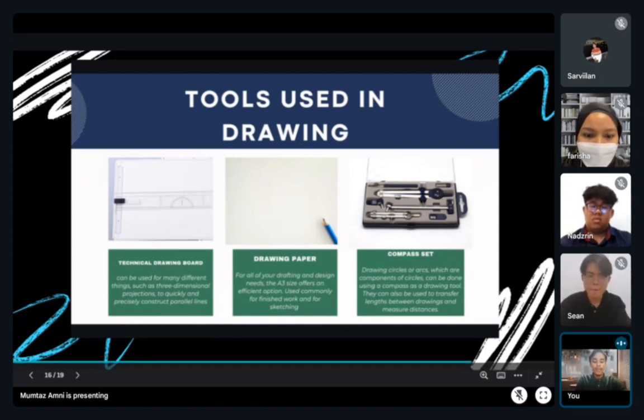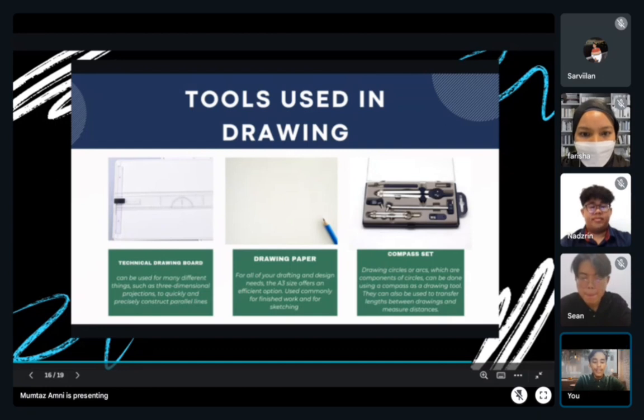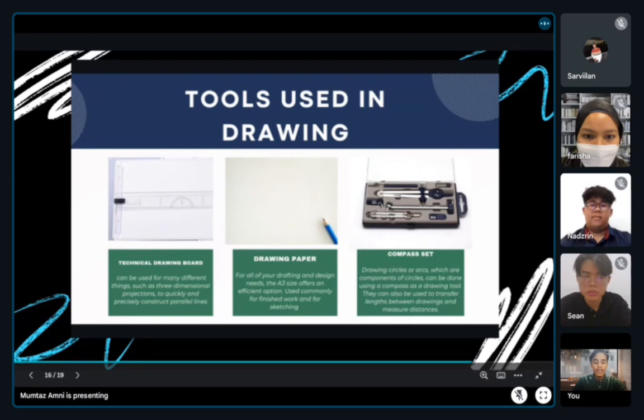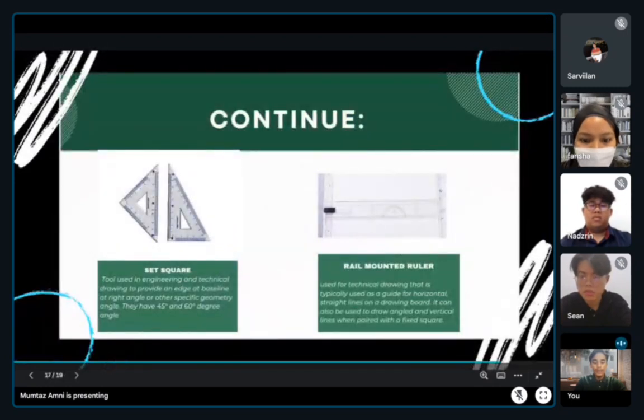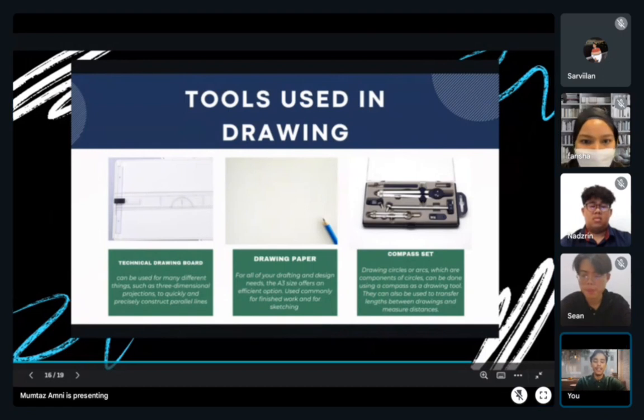Next is compass. Compass is used to draw circles or arcs, which are components of circles. It can be done using a compass as a drawing tool. The compass set also can be used to transfer length between drawing and the measured distance.